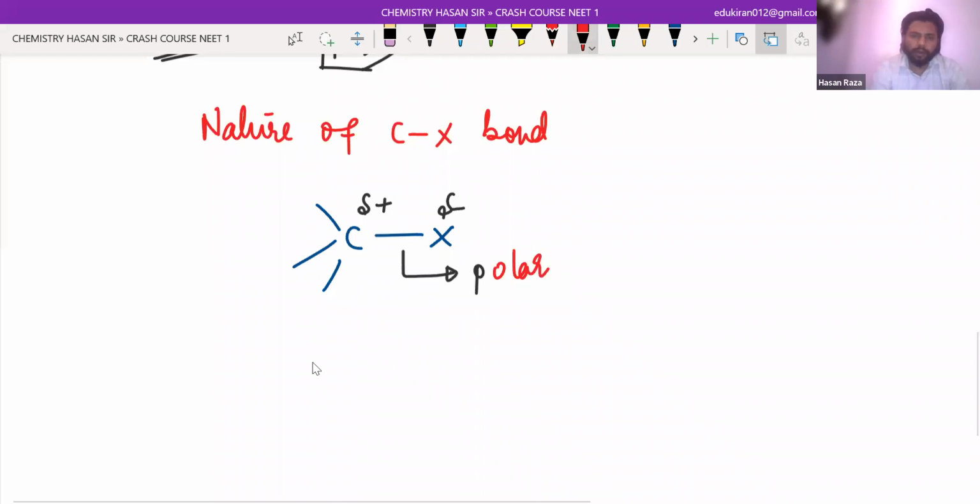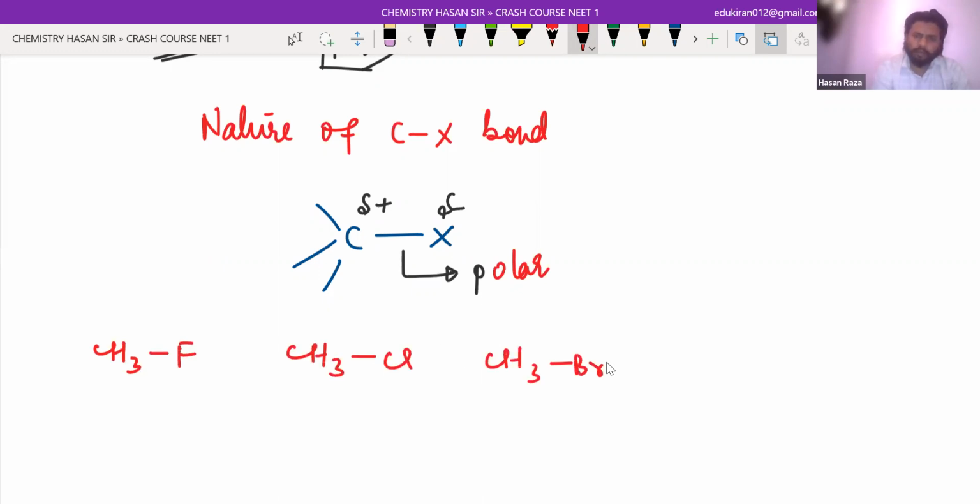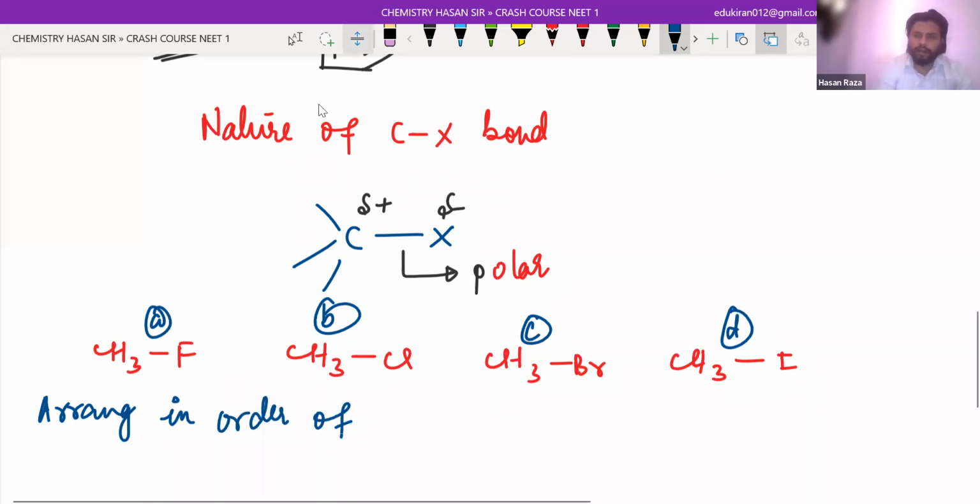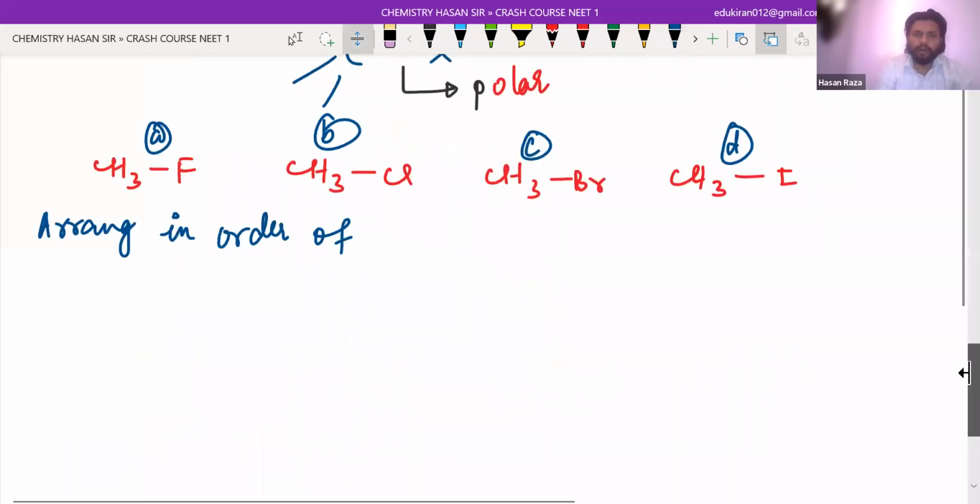Now I'm going to give you some basic questions. This is your CH3F. This is your CH3Cl. This is your CH3Br. That means the alkyl group is the same. And this is your CH3I. Now you are going to arrange this A, B, C, D in order of, first, bond length.